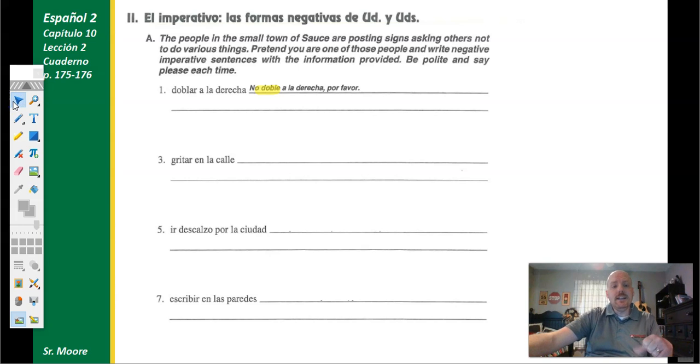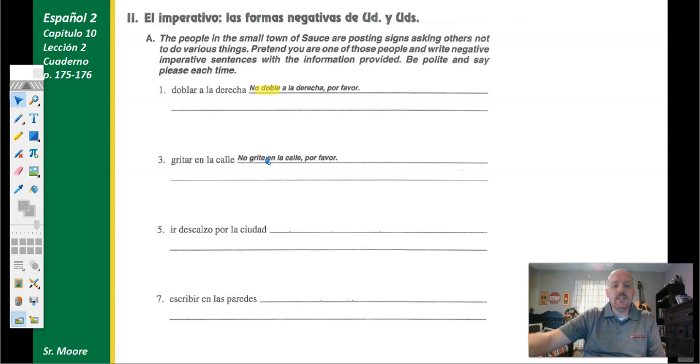Número 3, gritar en la calle, to shout in the street. Gritar en la calle. The answer that you should have is no grite en la calle, por favor. No grite en la calle, por favor. Don't yell, don't shout in the street, please.